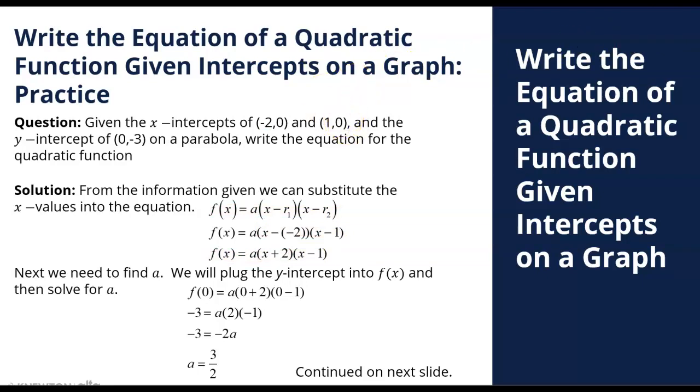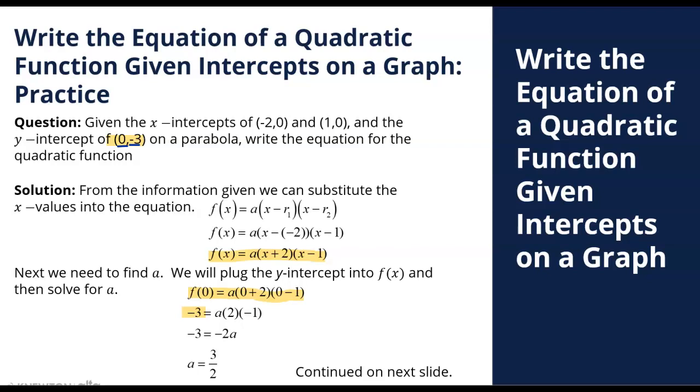To find a, we will use the y-intercept, this point here, and plug it in to this given function. So we'll plug in those values, or those coordinates, to that function and solve for a. So to do that, we will replace our x by 0 and our f of x by -3, or f of 0 by -3. So if we replace x by 0, you have f of 0 equal to a times 0 plus 2 times 0 minus 1. And then you simplify that, you replace f of 0 by -3.